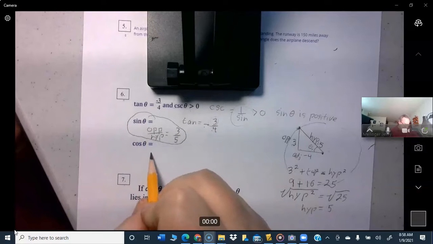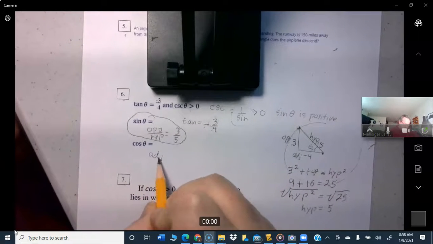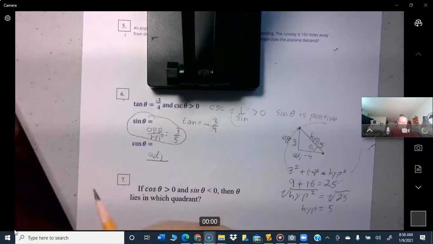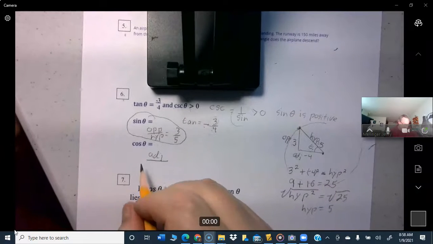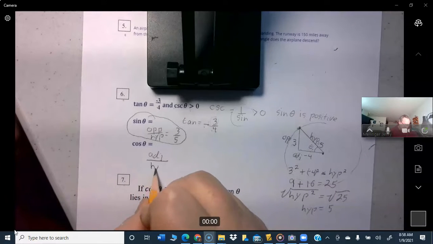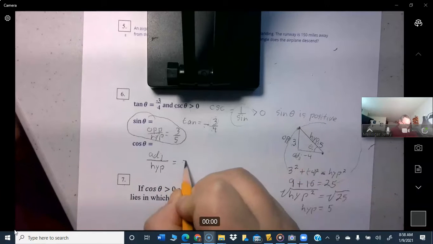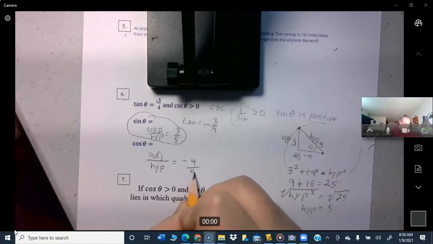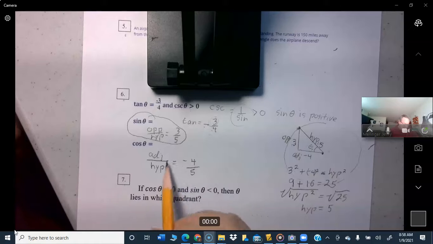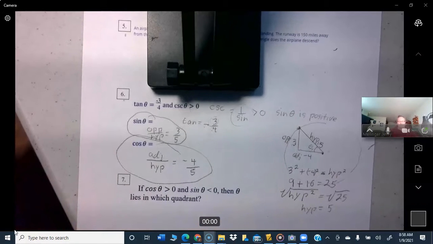The cosine is adjacent over hypotenuse. Again, you get this off of your reference sheets at the beginning of all the assignments. And that equals -4 over 5. So that's the answer for that. And that's how you do that problem, okay?